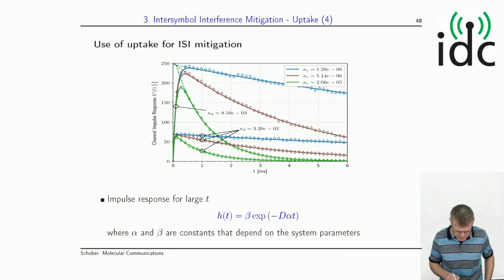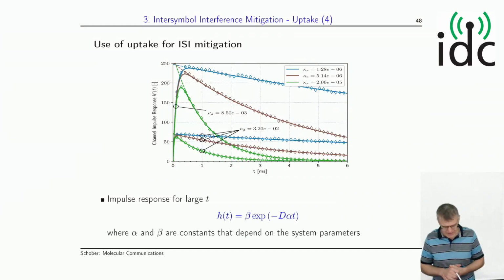So you can approximate it with this equation here, right? Where beta and alpha are simply constants, and d is the diffusion coefficient. So in other words, for large enough times, we can see that we have an exponential decrease of the impulse response between the presynaptic and the postsynaptic neuron. And alpha and beta are constants that depend simply on the parameters of the system.